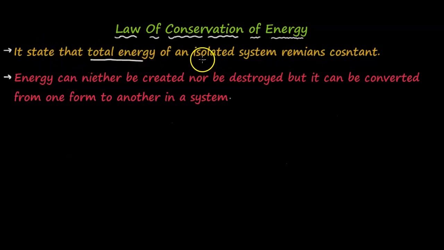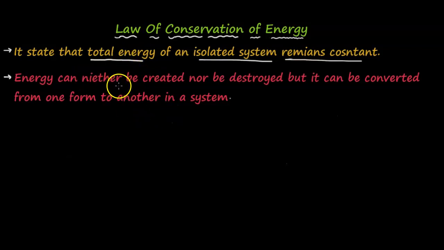the total energy of an isolated system. This is what you need to understand. The isolated system remains constant. So what does it mean? The total energy will remain constant. It is not saying that a particular energy will remain constant. It is saying total energy will remain constant.